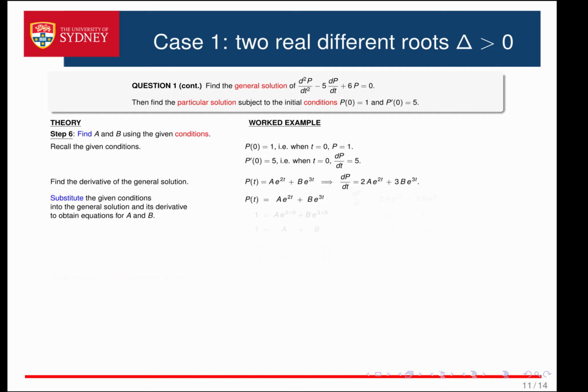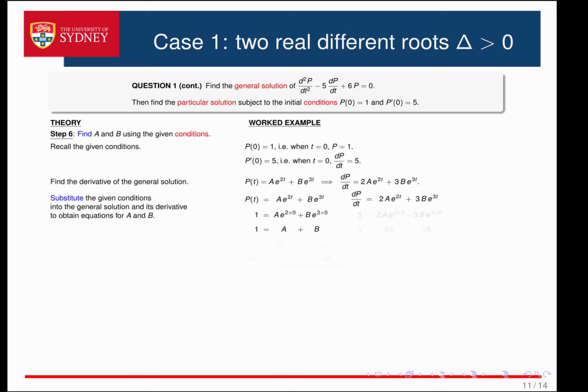Because the first condition says that when t equals 0, p is equal to 1, we use the general solution and substitute 0 for t wherever t occurs, and similarly substitute 1 for p wherever p occurs. This gives us 1 equals a e to the 2 times 0 plus b e to the 3 times 0, which simplifies to the equation 1 equals a plus b. Unfortunately, this single equation doesn't have enough information for us to find both a and b independently. We also need to use the second condition.